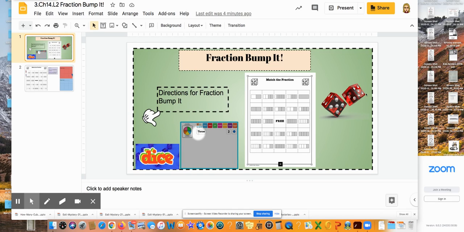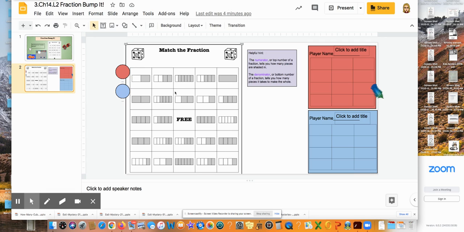Today we're going to learn how to play Fraction Bump It. It is very similar to Multiplication Bump It that we have played before. So if you look on this slide, you'll see that the game board has pictures of fraction bars on it. Here are your game pieces just like before, and here are your game cards to keep track of the fractions that you build with the dice. You're going to use the dice just like you did before as well.